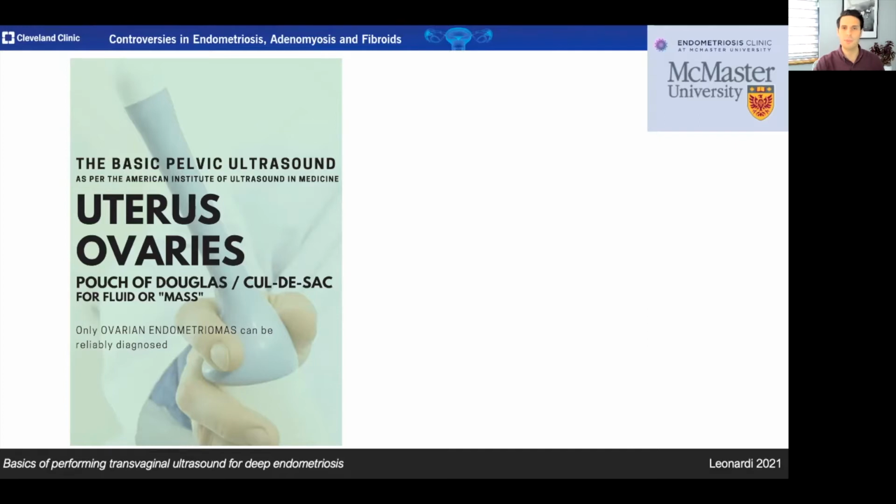And if we look at the pouch of Douglas, we may see fluid or a mass, but in the clinical practice guidelines, the assessment of that cul-de-sac is very limited and very vague, actually. So our capacity to diagnose endometriosis on a basic pelvic ultrasound is very limited.